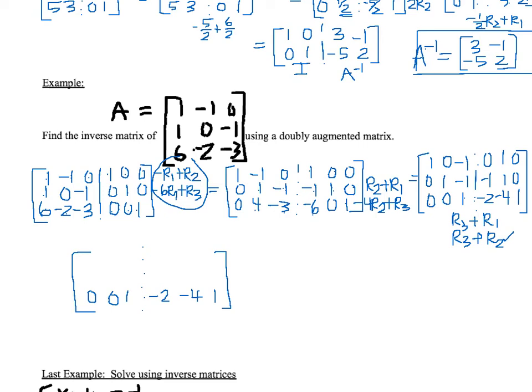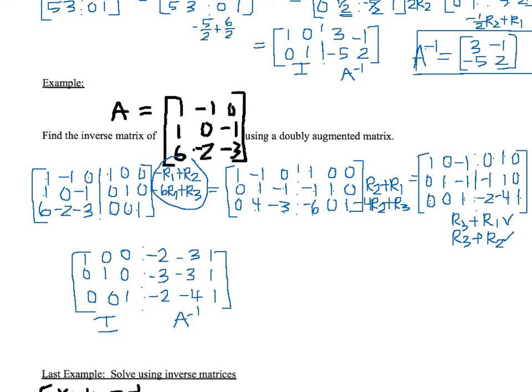So row 3 plus row 2, let's start there. You get 0 plus 0 is 0. 0 plus 1 is 1. 1 and negative 1 is a 0. Negative 2 and negative 1 makes negative 3. Negative 4 and positive 1 makes a negative 3. And 1 plus 0 makes a 1. I'm now going to add row 3 and row 1 so that I can eliminate those. So 0 plus 1 is 1. 0 plus 0 is 0. 1 and negative 1 makes 0. There's my identity. Negative 2 and 0 makes negative 2. Negative 4 and 1 is negative 3. 1 and 0 makes 1.